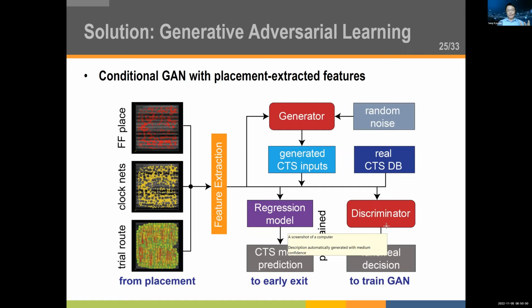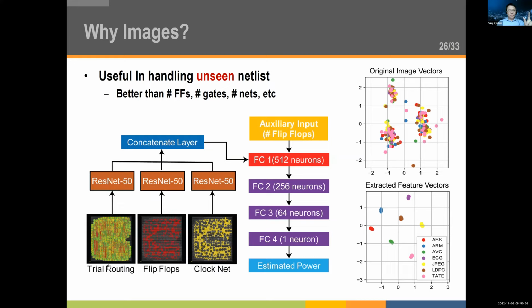One thing that is quite unique in this work was the fact that we use layout images and extract features and use them to train both the generator and the discriminator. That was our distinguishing feature in this work. So why images? What images?